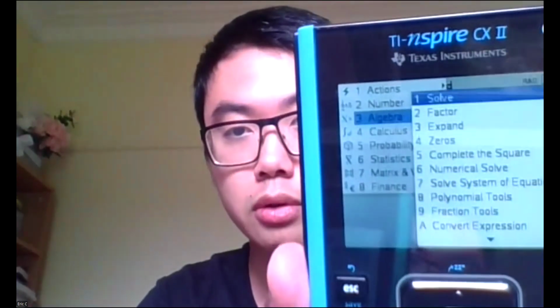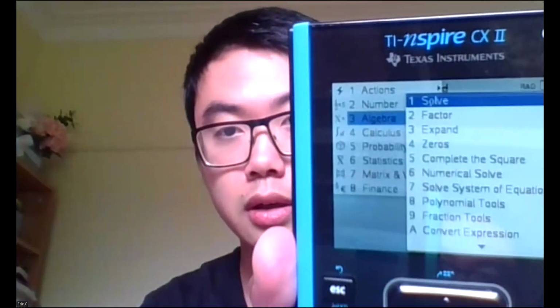There's a couple of ways to do it. You can do it this way, or you can go through the solve systems of equations, and then you select one variable. But in this case, we'll just quickly go through this option here, algebra solve, and then we type in the expression for 3 to the power of x minus 5. So 3 to the power, you've got the power button here, and then x minus 5.